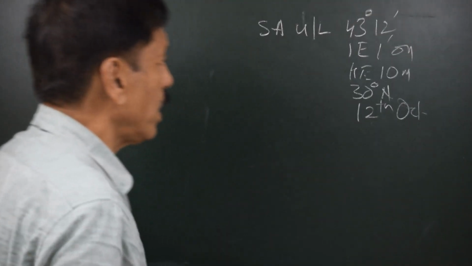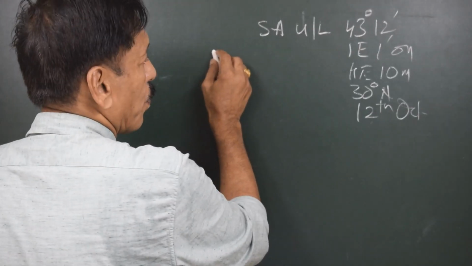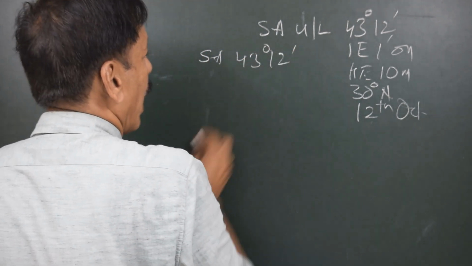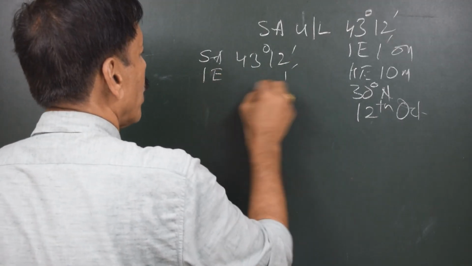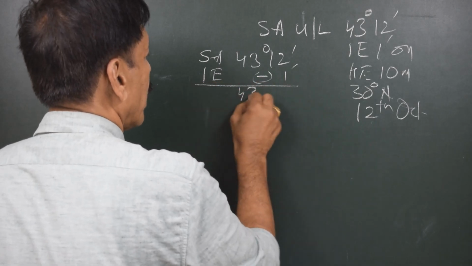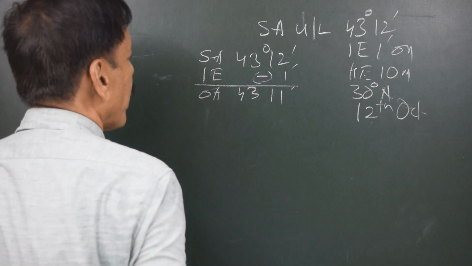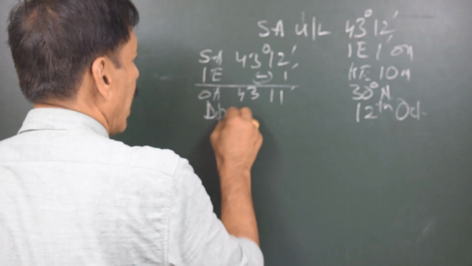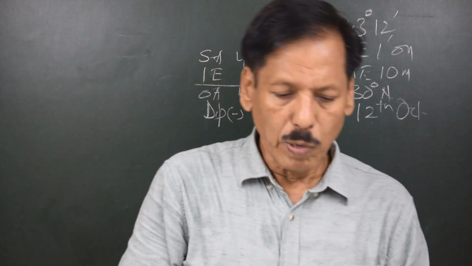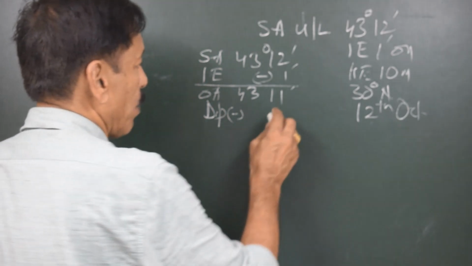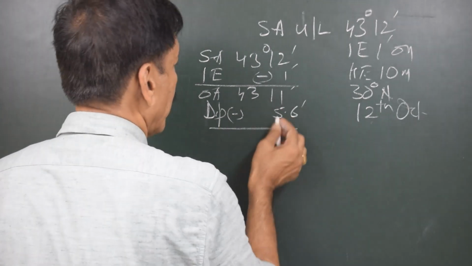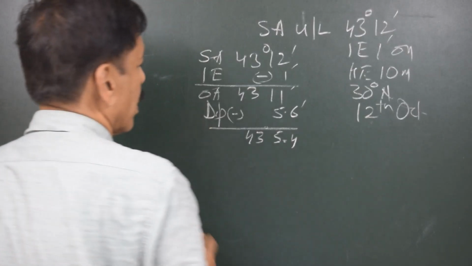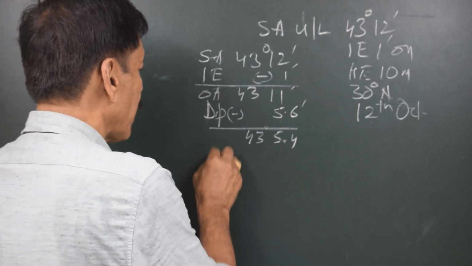We'll try to understand the various corrections which are applied to this altitude. Say sextant altitude is 43 degrees 12 minutes. Index error 1 minute on the arc means negative, so it becomes 43 degrees 11 minutes. That is the observed altitude. Dip depends on height of eye, and it is always negative. So if we look at the dip for 10 meters, it is 5.6 minutes negative, giving 43 degrees 5.4 minutes.